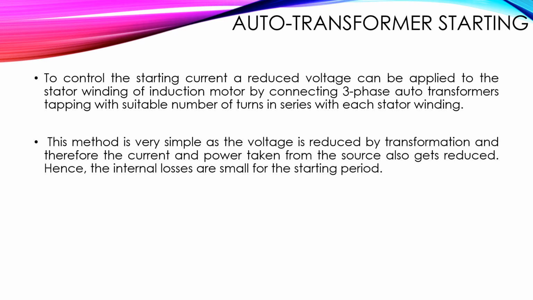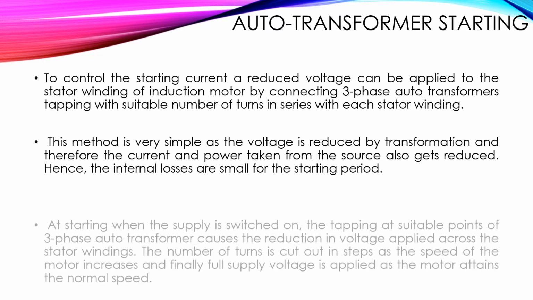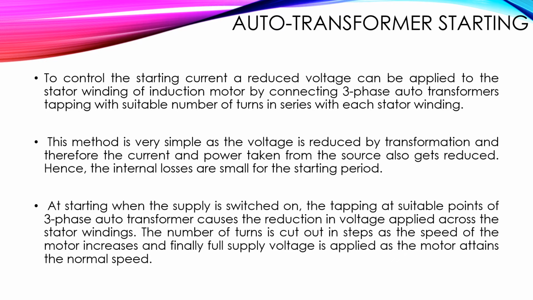This method is very simple as the voltage is reduced by transformation, and therefore the current and power taken from the source also get reduced. Hence the internal losses are small for the starting period. So at starting, when the supply is switched on, the tapping at suitable points of the 3-phase auto transformer causes the reduction in voltage applied across the stator windings, and the number of turns is cut out in steps as the speed of the motor increases. And finally, full supply voltage is applied as the motor attains the normal speed.